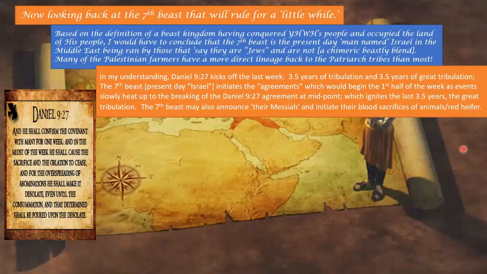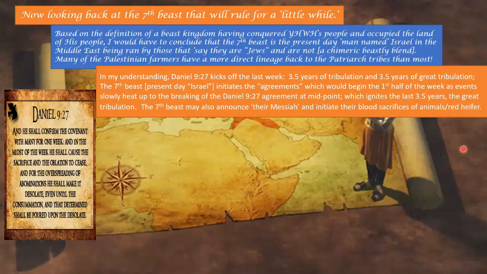It may be non-climatic when it first begins, but it's going to heat up and heat up more until the agreement is broken, as just stated in Daniel 9:27 at the midpoint. At that time, that's going to ignite the last 3.5 years of the Great Tribulation that we read mainly about unfolding in the book of Revelation.